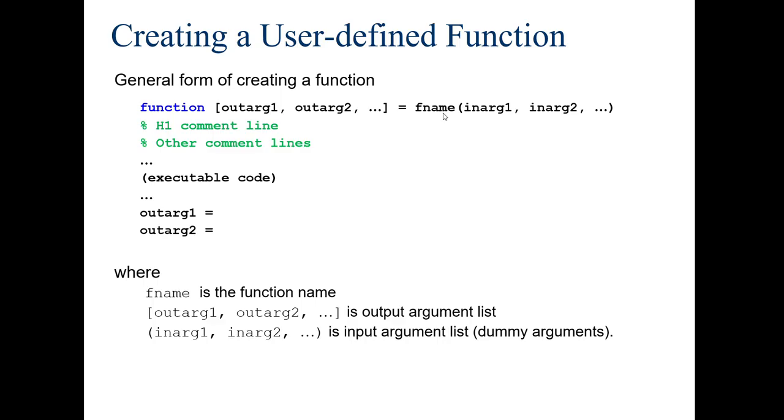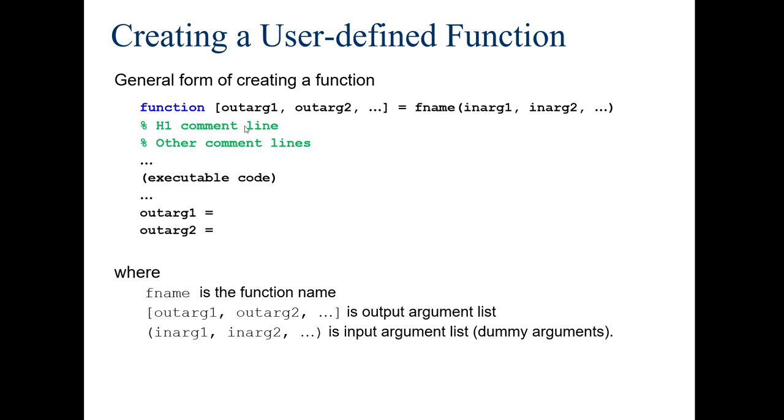Fname is the name of our function. And what's really important is that when we save our function as a .m file, the name of the .m file has to be the same as this fname. After that, the input arguments. What is the information we are going to feed into this function in order for the function to calculate all of the outputs? And then below that we see some comments.